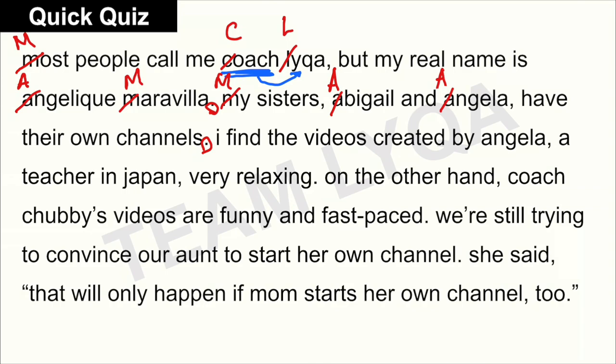Next, "I find the videos created by Angela, a teacher in Japan, very relaxing." Again, you have a period right here, which means ito ay capital. And a quick little side note, yung I na pronoun na ginagamit natin, always yan na capital. Whether nasa simula siya ng sentence or nasa gitna, yung I is always capital. Next, I find the videos created by Angela. Again, that is a name. So, capital ito. A teacher in Japan.